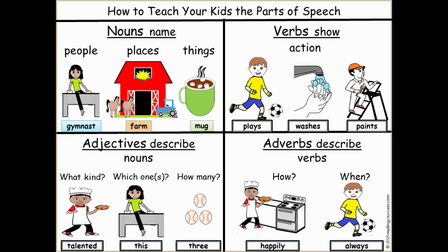Nouns, verbs, adjectives, and adverbs. Nouns name people, places, and things. Verbs are action words. They tell what someone or something does. Adjectives describe nouns. Adjectives can tell what kind, which ones, and how many. And adverbs describe verbs. Adverbs may tell how or when actions happen.